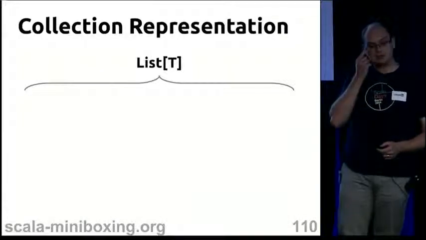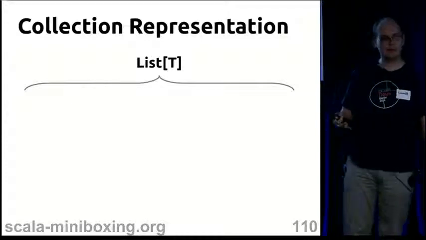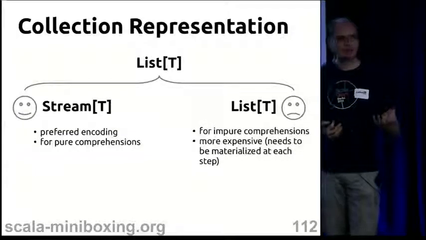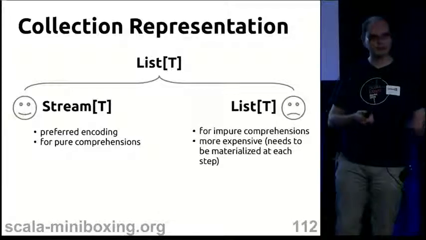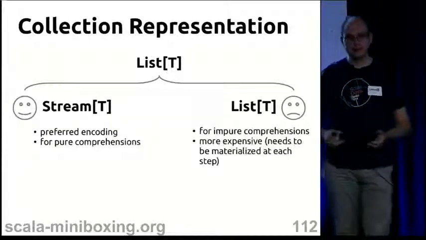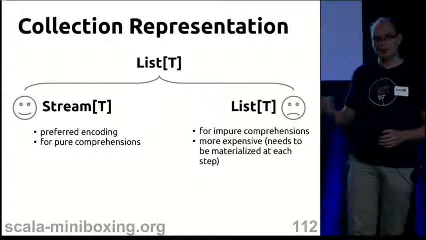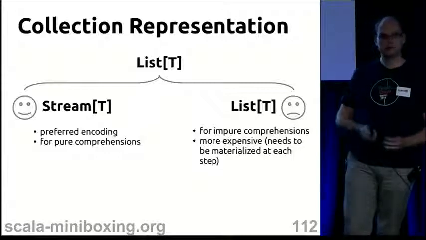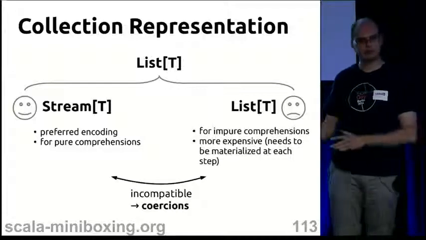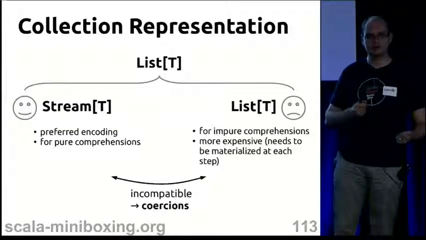If you take the concept to be a list, it would have two representations, right? It could have the lazy list, or maybe a stream, or the actual list. When you have comprehensions with pure functions, you could use streams. That would not be incorrect. As soon as you have something impure, where you need to actually run the closure and execute it for each element, you can switch back to lists. There's no problem. And again, they're incompatible. A list cannot pose as a stream, and a stream cannot pose as a list. Therefore, you would need to have some coercions inserted.